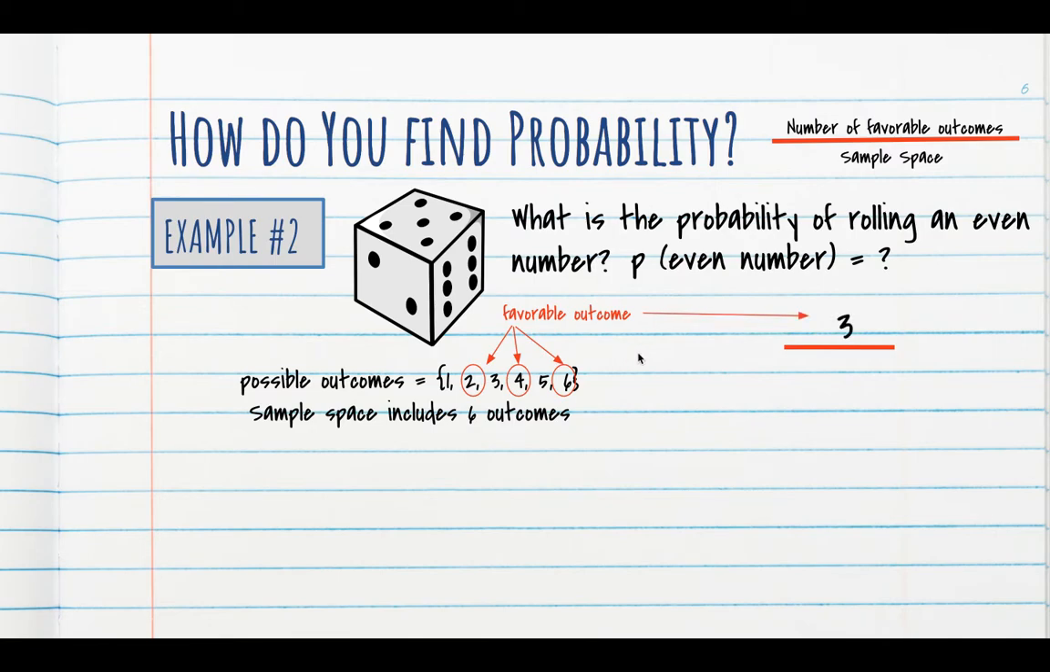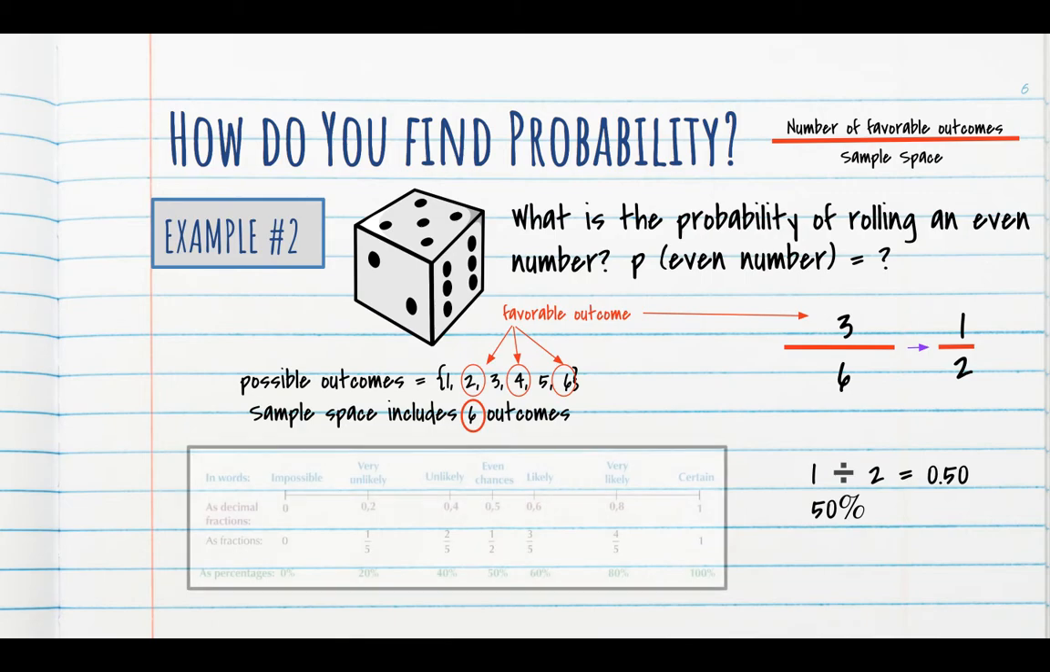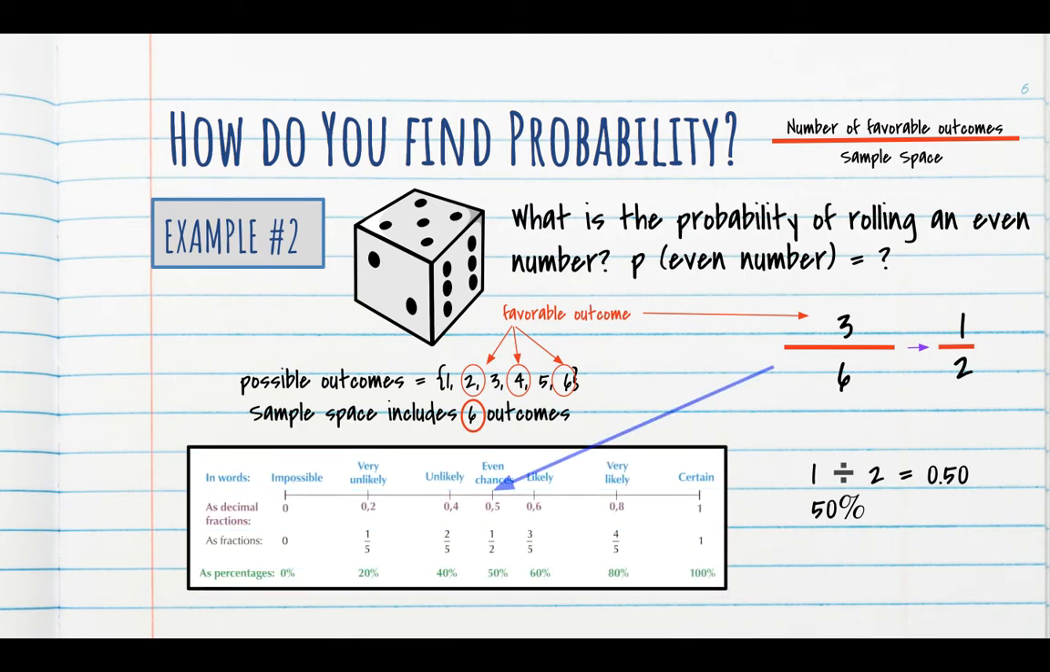My sample space has remained the same. I have 6 possible outcomes when I roll that die. So I have a 3 out of 6 chance of rolling an even number. I can reduce that to the fraction 1 out of 2, which we know if we divide the numerator by the denominator is 5 tenths or 50 hundredths. And as a percent, that's 50%. So on that likelihood scale, I have an even chance of rolling an even number as I do an odd number.